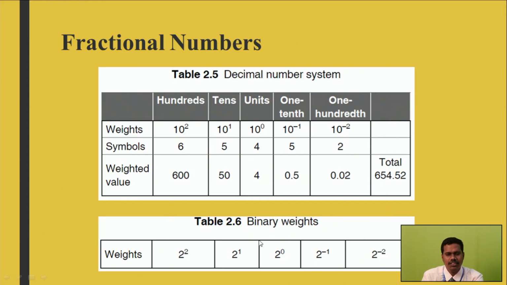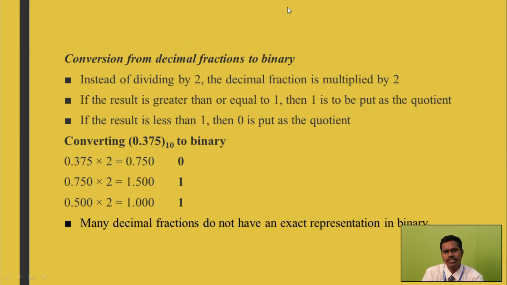For the binary weightage, the same is followed. 2 power 0 is the whole number position at the utmost right-hand side. After that, 2 power minus 1, 2 power minus 2 are used for the fractional numbers. Next, we are going to see decimal fraction to binary. How are we going to convert fractional decimal numbers into binary numbers? Here we have the number 0.375. It's a decimal number represented using the base value 10, which will be converted into a binary number by using the method of repeated multiplication by 2.